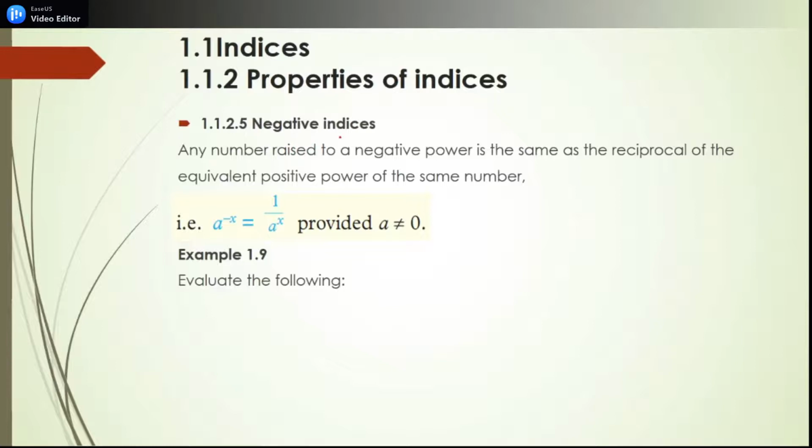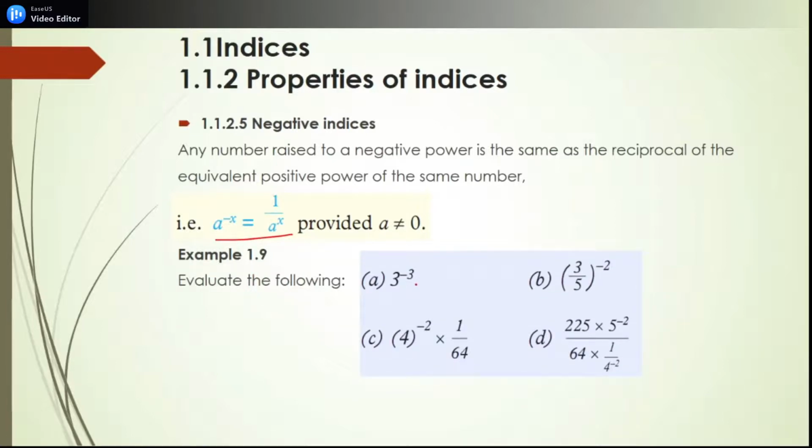Negative indices. When we put negative indices, it's like writing a fraction, 1 over a power x. This is the property. Evaluate the following. This one can be written as 1 over 3 power 3, which is equal to 1 over 9.